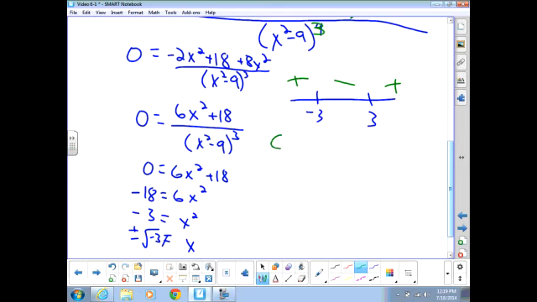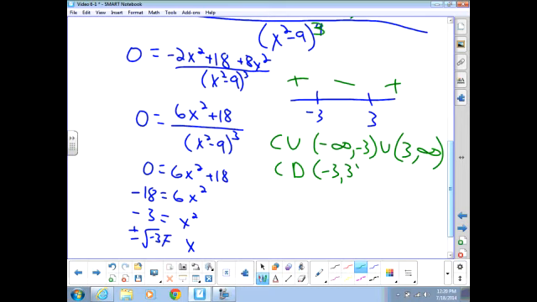This tells us that we'll be concave up from negative infinity to negative 3, the union of that with 3 to infinity. And we will be concave down from negative 3 to 3. Now, although it changes from either concave up to concave down or concave down to concave up at negative 3 and 3, there are no actual points there because that's where it's undefined. So we will not have inflection points at those spots.